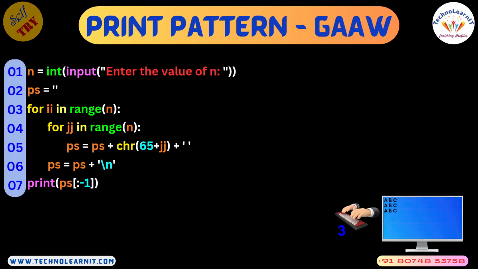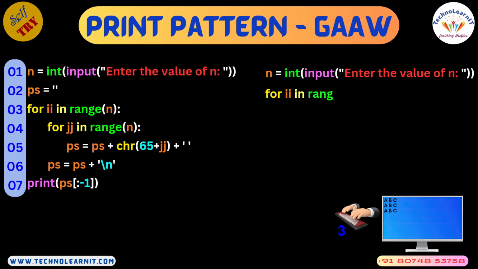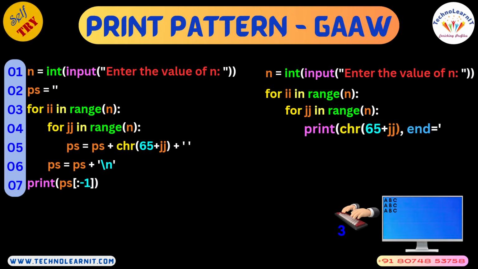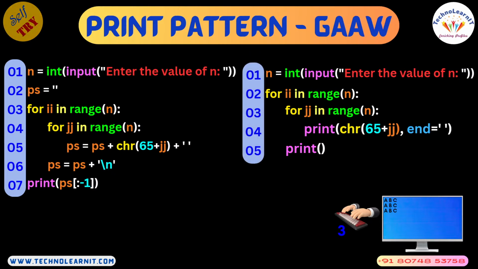Make sense? Using these 7 lines of code, you can produce this out. If you are not allowed to use any string related operations, then you can right away print every time using same range functions, but you need two loops, right? And print 65 plus JJ every time. Make sure you remain on the same line with a single space of separation. And once you are done with one line of output, make sure you move to the next line. And using these 5 lines of code, you can produce this out.